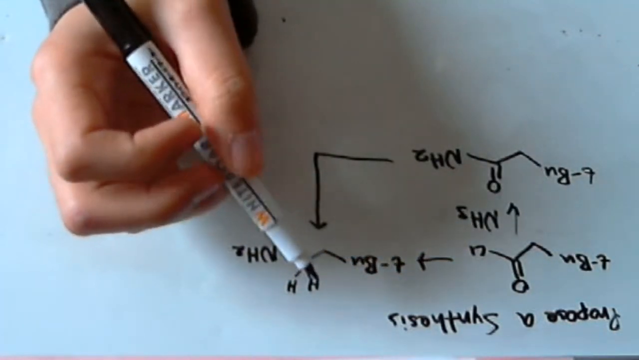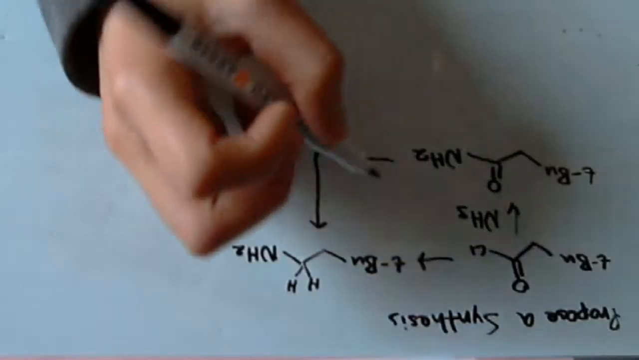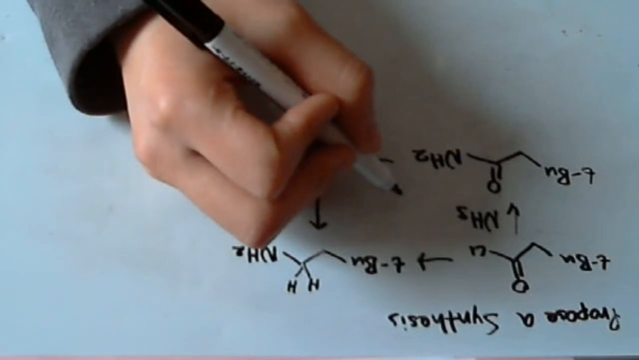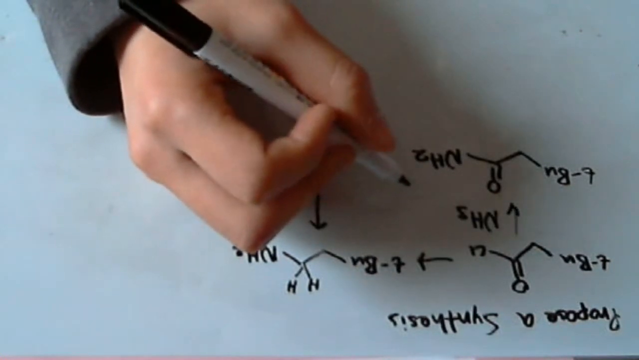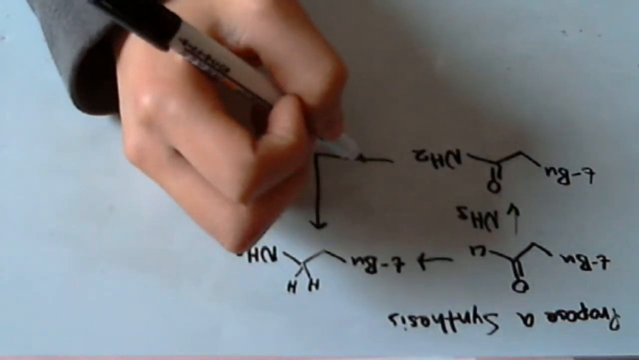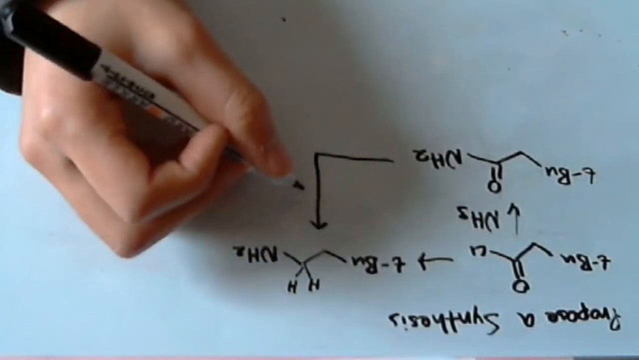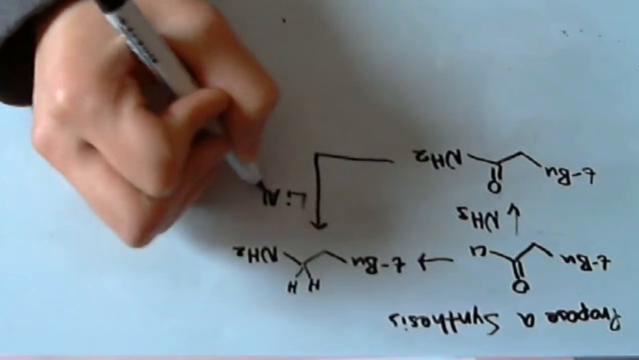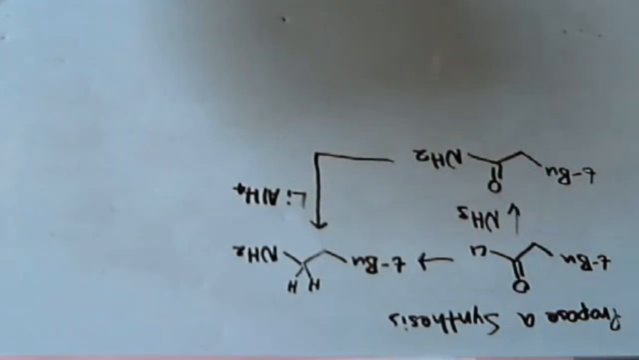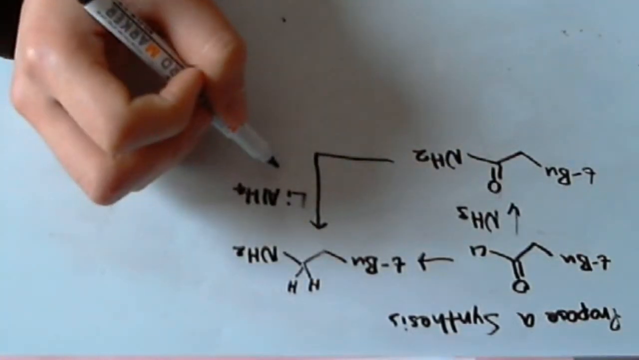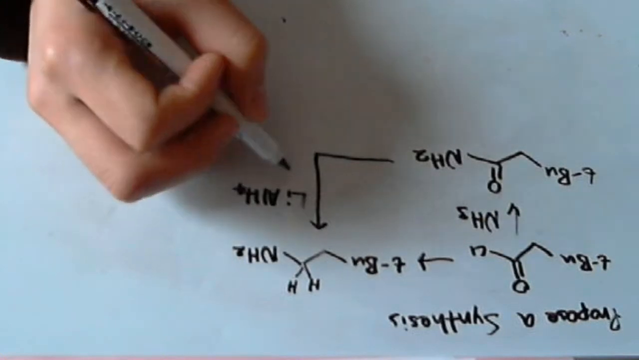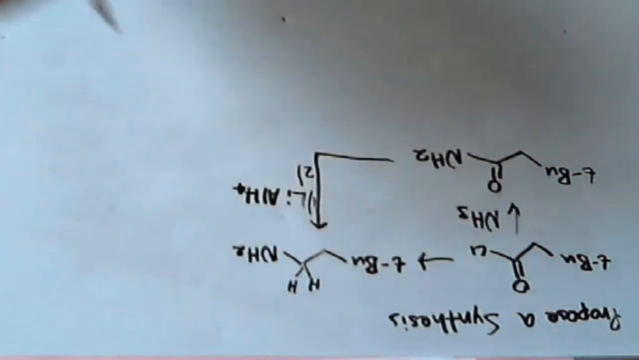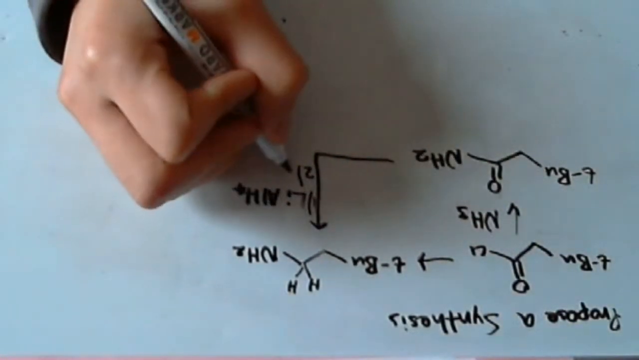Well, if you remember back to your class, what you actually use is the classic reducing agent, which is lithium aluminum hydride. So what you'll use is a reducing agent, lithium aluminum hydride. And lithium aluminum hydride is basic, so you'll need to reprotonate the compound with water.